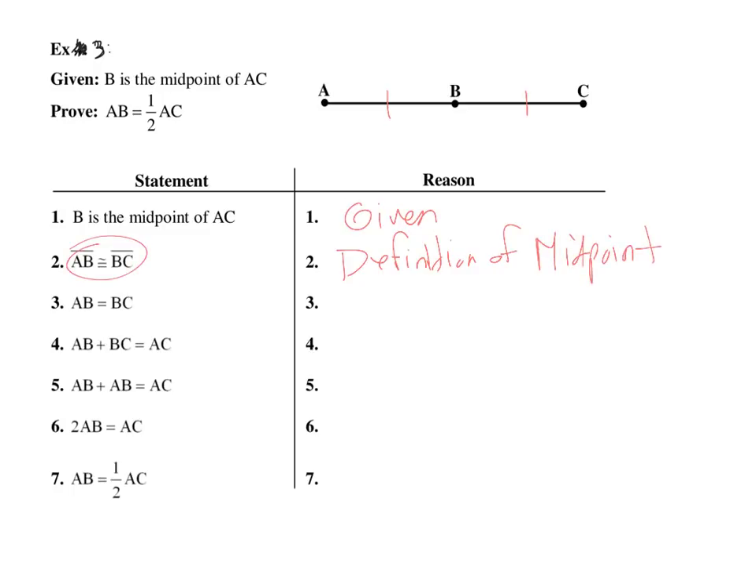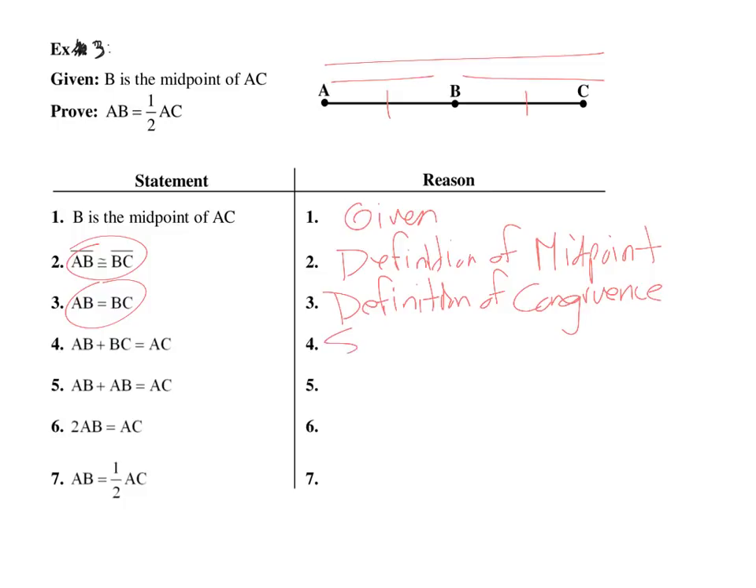All right, then it goes from congruence to equality. So that's definition of congruence. Then it says AB plus BC equals AC. So AB plus BC equals AC. That's just the segment addition postulate.